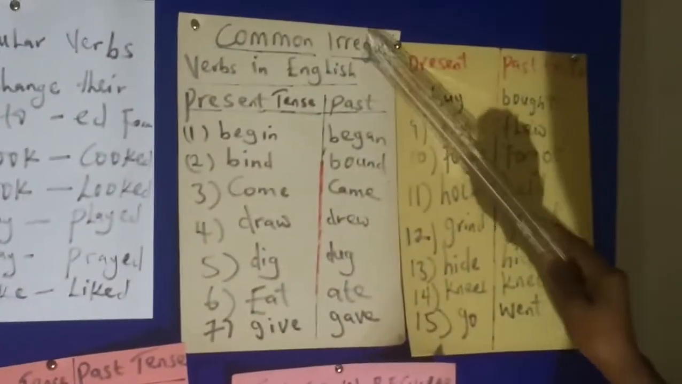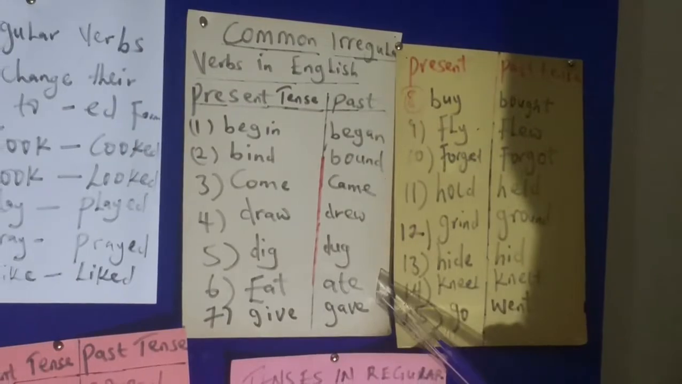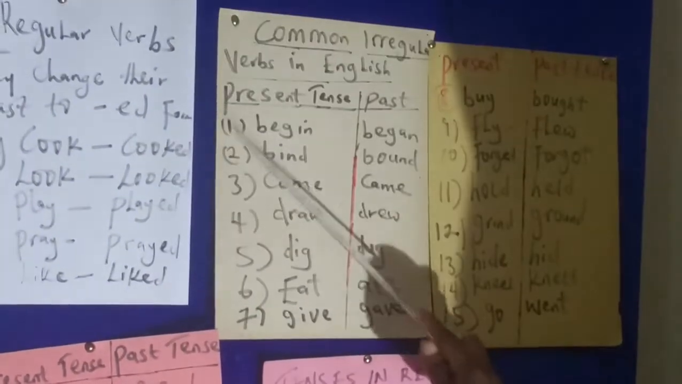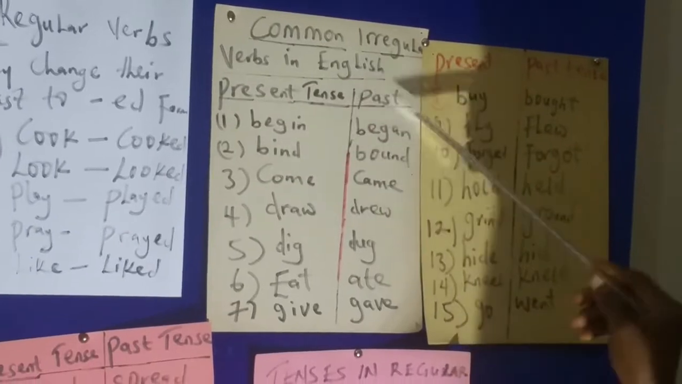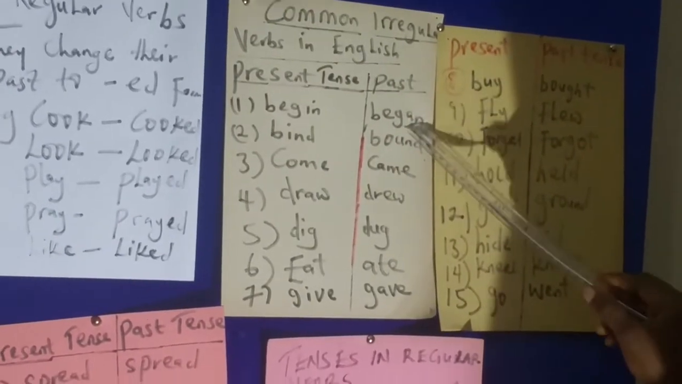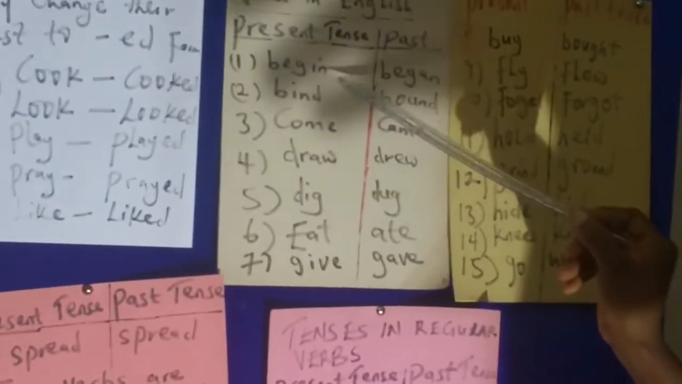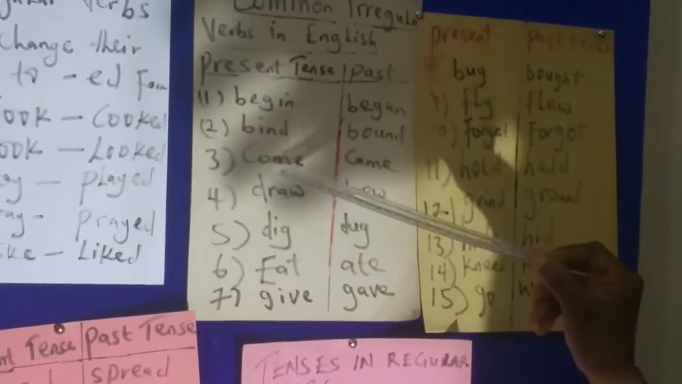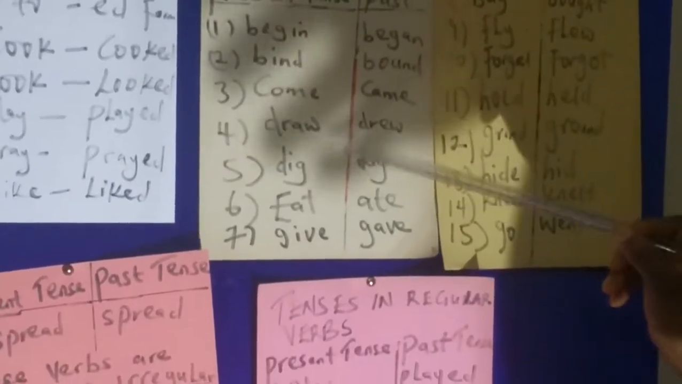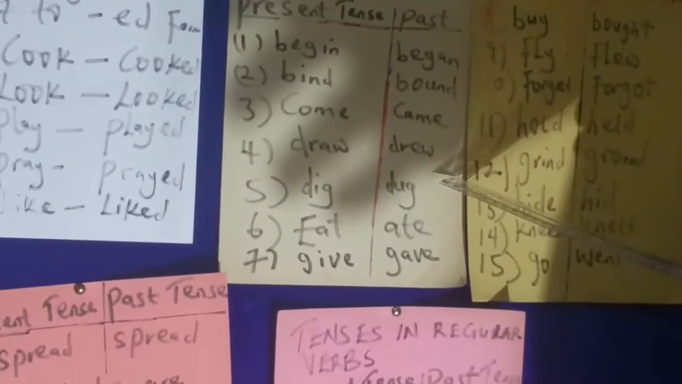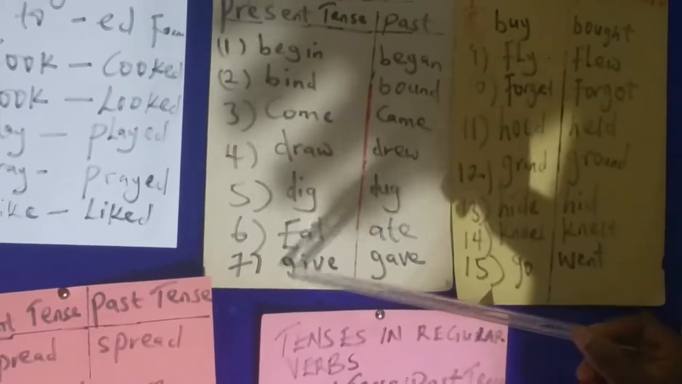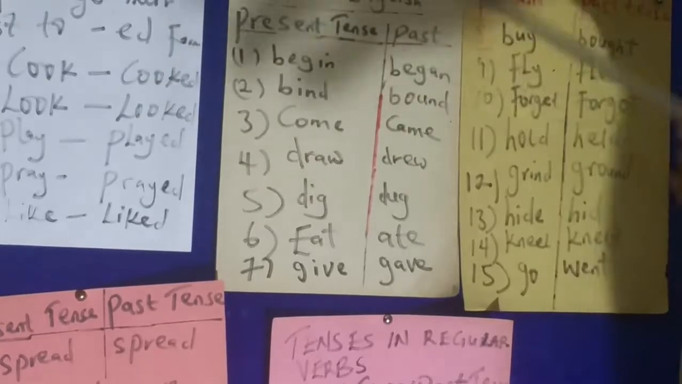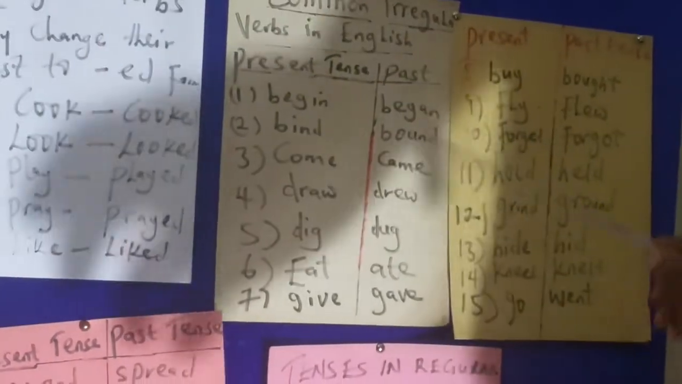Now let's look at some of the common irregular verbs in English and their past. I will make some sentences with some of them. For example, we have begin, began. She begins her work early. She began her work last year. As you can see, here is present tense, here is past tense. Here we have bind, bound, come, came, draw, drew, dig, dug, eat, ate, give, gave. These are called the common irregular verbs in English.